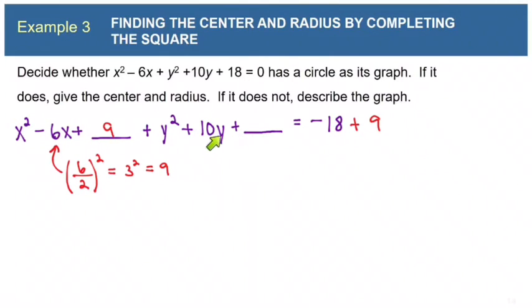And then I'll do the same thing here. Take half of 10 and square it. Half of 10 is 5, and then 5 squared is 25. So I'll add 25 to both sides.